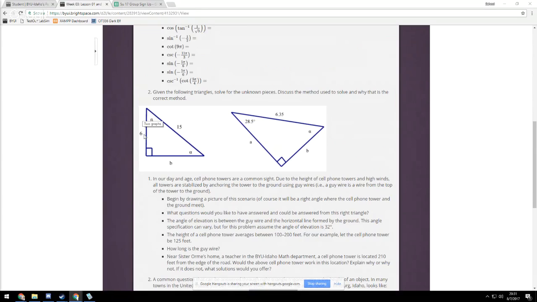B, which would be the cosine of 6 over 15, would give us 66.4 degrees. You add all those together, they do equal 180, telling you that you've got the right information.